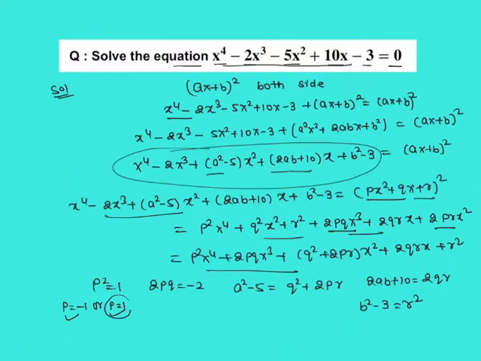So if I take p value as 1, q value will be minus 1. And a square minus 5 equal to q square, that is 1, plus 2 into p, which is 1, into r, that is 2r. Next, 2ab plus 10 equal to 2 into q into r, that is minus 2r. Next, b square minus 3 equal to r square.